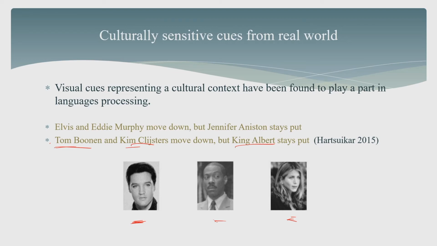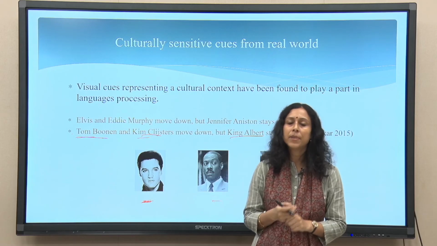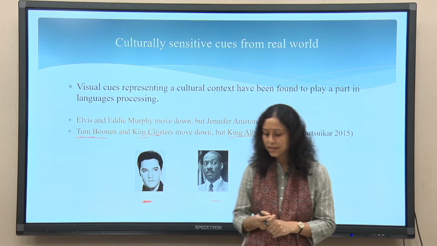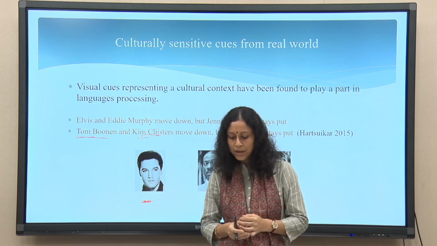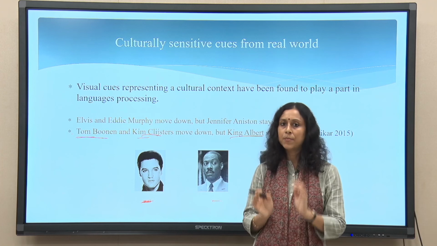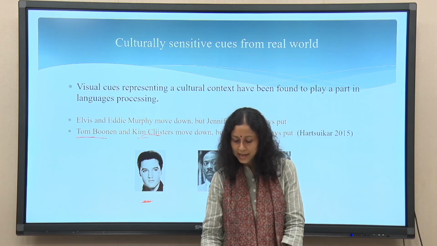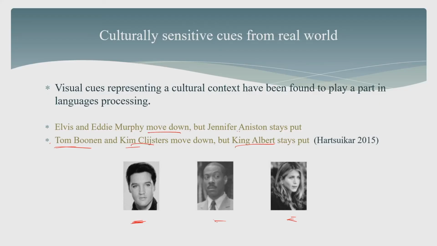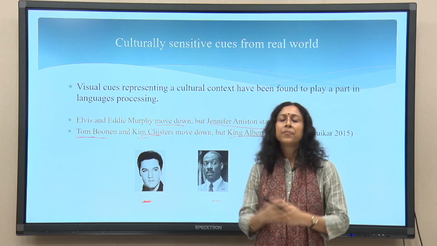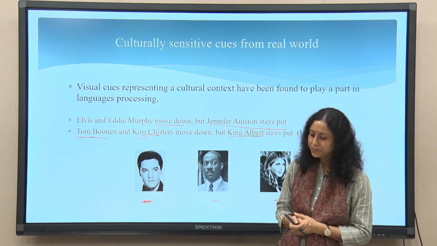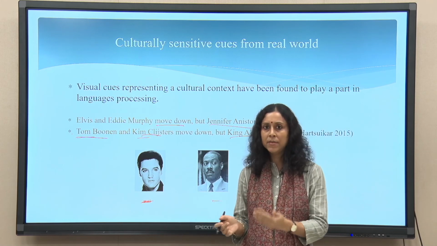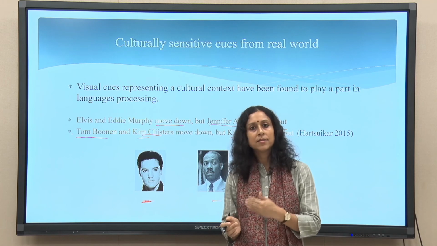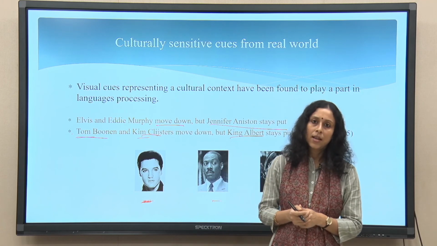The task was just to describe the pictures, and the template was like this. 2 of the pictures will move down and 1 picture will stay put. So, Elvis and Eddie Murphy move down, but Jennifer Aniston stays put. Similarly, 2 pictures of the Dutch personalities will move down and 1 will stay put. Simple. Just look at the picture and describe what is happening. The animation consisted of 2 pictures moving and 1 picture staying put.